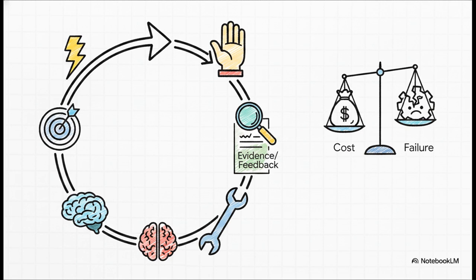Keep in mind, every single time you add a cycle for a retry or a reviewer, you are adding latency and API costs. So the golden rule of thumb here is pretty simple. Only add a loop when the cost of a failure is greater than the cost of just verifying the work.